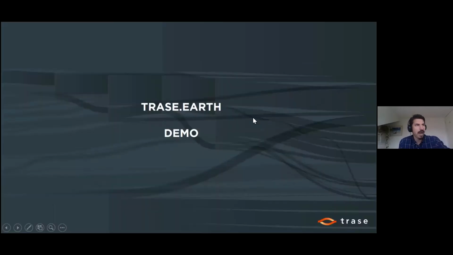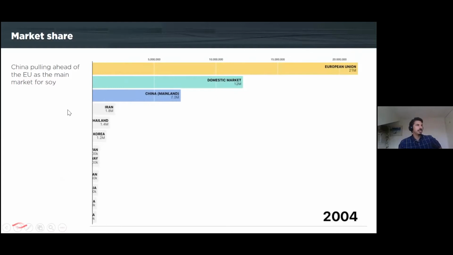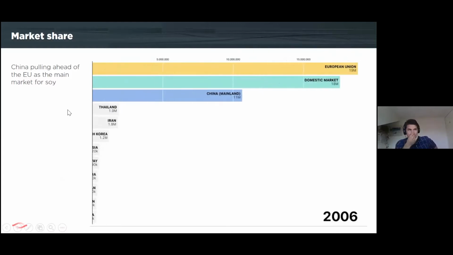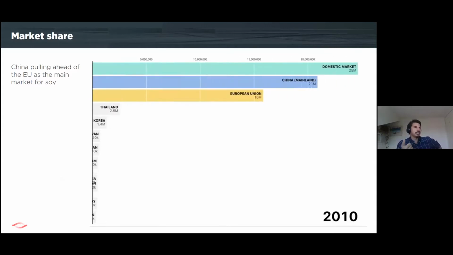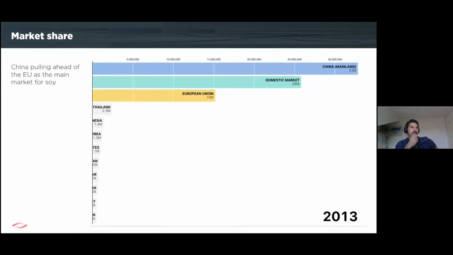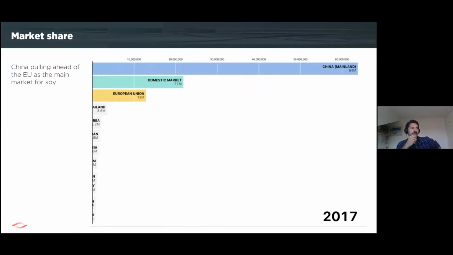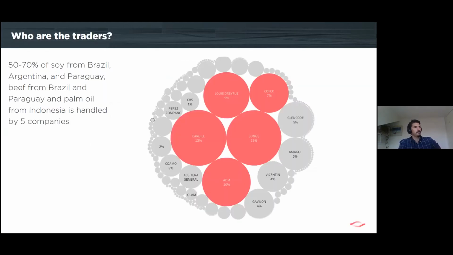Cool. So we'll go back to the presentation. So what can we actually do with data? So first, we can understand which are the main markets, in this case of soy produced in Brazil. So we saw that Europe was a big player, or the most important player until 2010, and then China came in, and now China actually pulls ahead as the main market for soy.